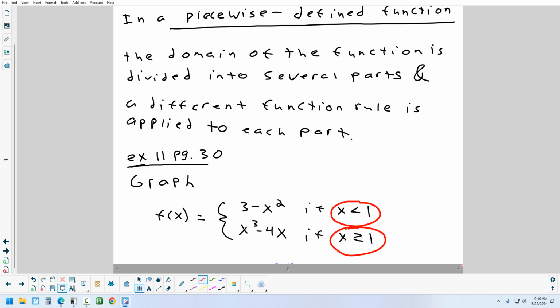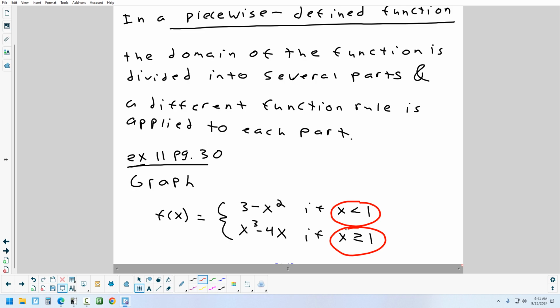If you plugged in 0 for x, you first have to look at, okay, is it the top or the bottom formula? Anybody think they know which formula you would use if you were going to plug in the number 0? The bottom one? How come? Well, the formula you use depends on what comes after the if. So they tell you to use the top formula if x is less than 1. And they tell you to use the bottom formula for any number 1 or higher.